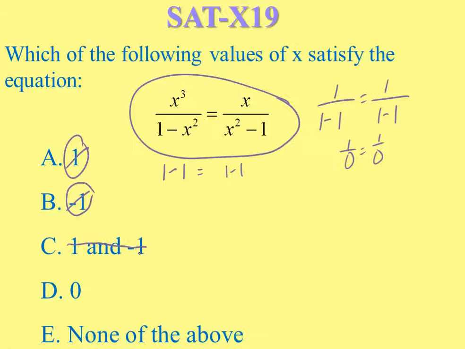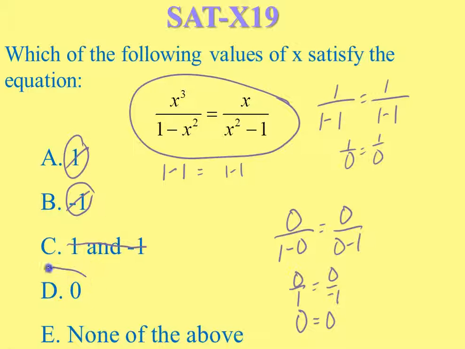Now, how about D, 0? Well, if you put 0 into the original equation, on the top left you get 0 cubed, which is 0, over 1 minus 0. On the right-hand side you get 0 over 0 minus 1. Now, even though the denominators are different, on the left you have 0 over 1. On the right you have 0 over negative 1. Well, 0 over anything is still 0. So on the left-hand side you get 0, and the right-hand side you get 0. 0 equals 0 is a true statement. Therefore, the answer is D.